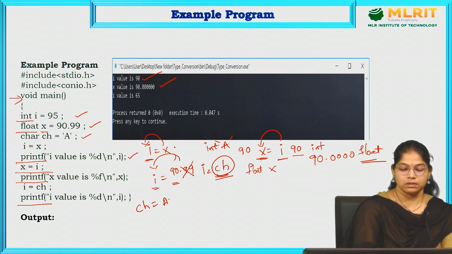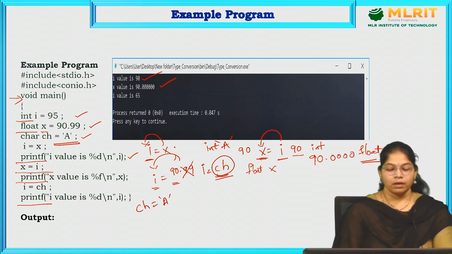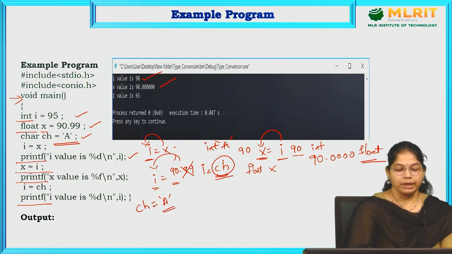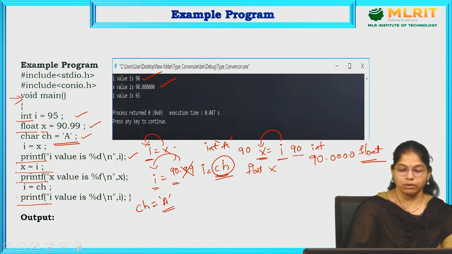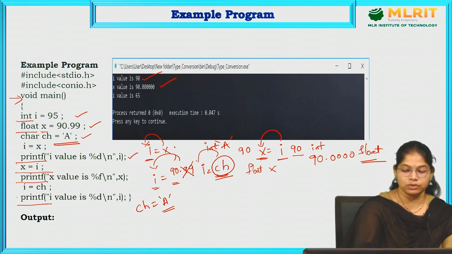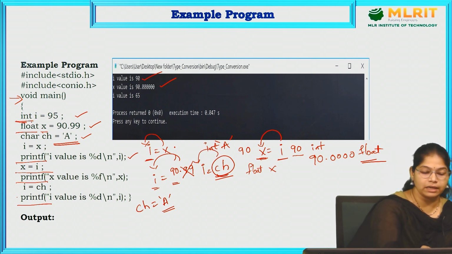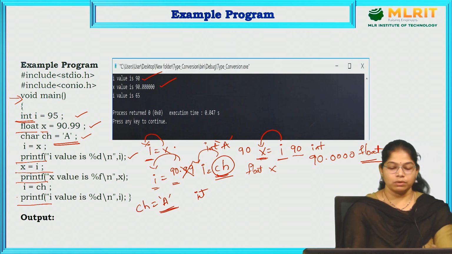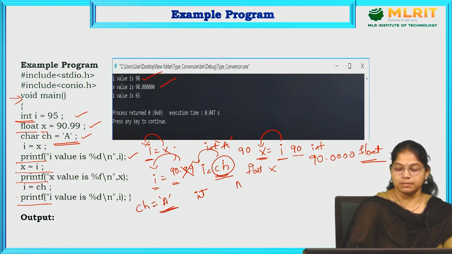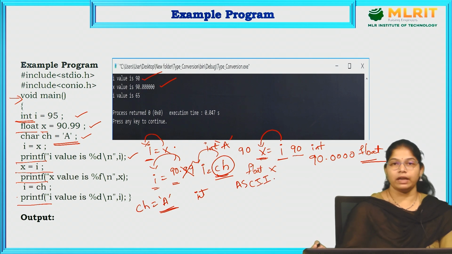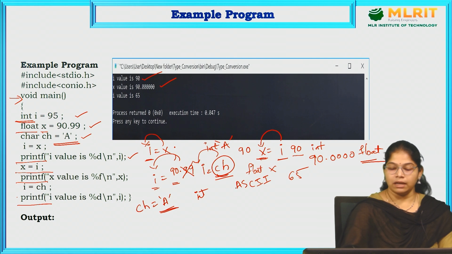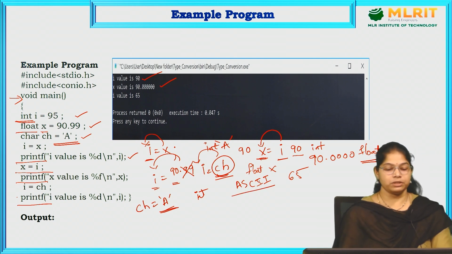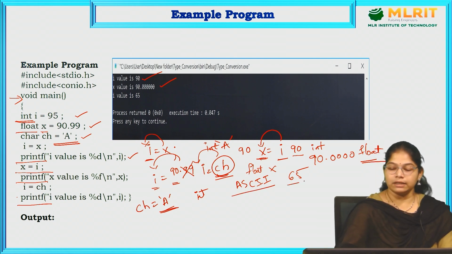Ch is capital A. So what is the value of capital A? What I am doing here is assigning this ch to the variable i, where i is declared as an integer type. But here I have given a character value. So what is the value of A? As per ASCII code, the value of A is 65. ASCII means American Standard Code for Information Interchange. So as per that, the value of capital A is 65.